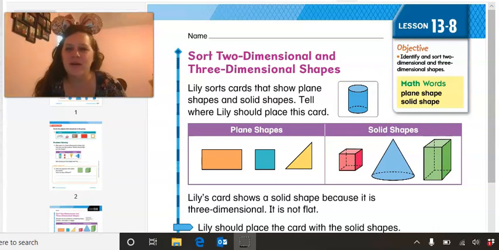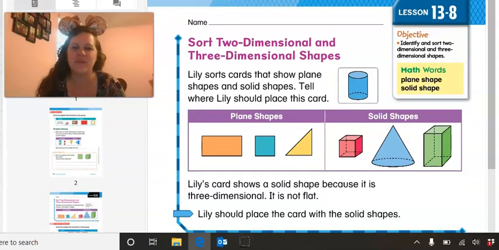Alright, so today we are looking at lesson 13-8. It's on page 513. So as always, you're going to do these 2 pages with me, and then you'll do the other 2 pages on your own. So make sure you have your book out, you have a pencil, and you are working along with me.